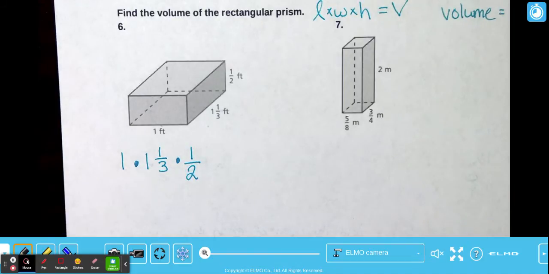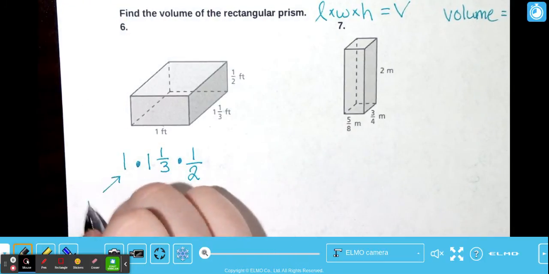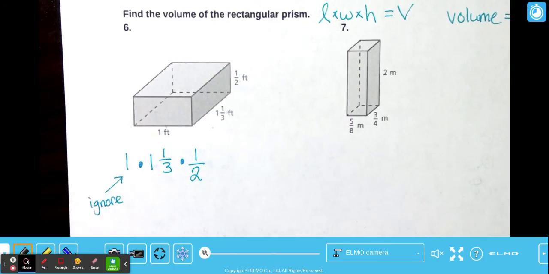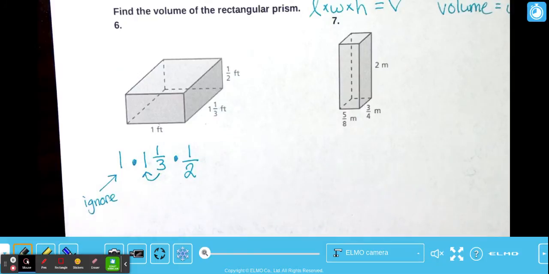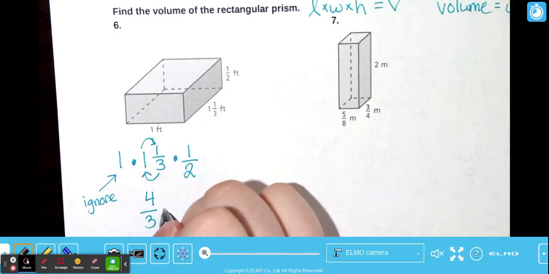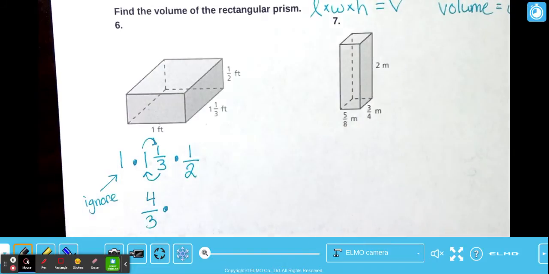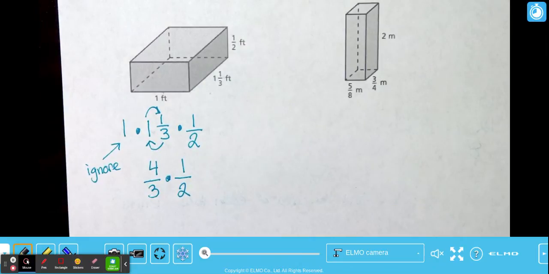Okay, 1 times anything, does it affect it? No, so do I have to do anything with this 1? So we'll just say ignore. So we'll just do 3 times 1, which is plus 1. So we get 4/3 times, do I need to do anything with this one? Nope. All right, so we have 4/3 times 1/2. At this point, I could multiply across and I would get an answer, but then I would need to simplify it. So instead of simplifying at the end, I can check for cross-canceling now.